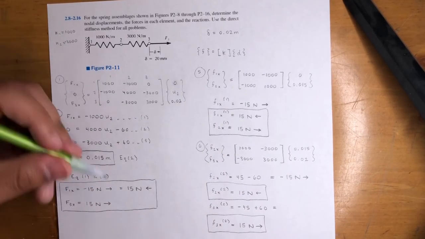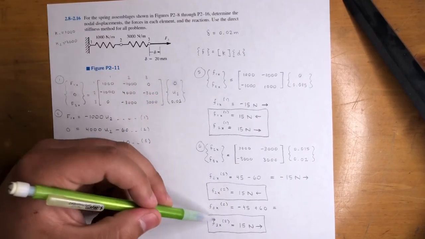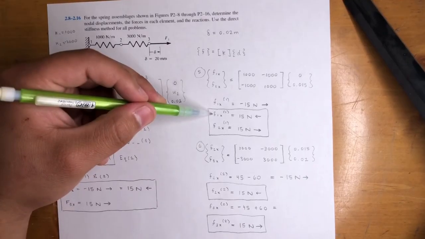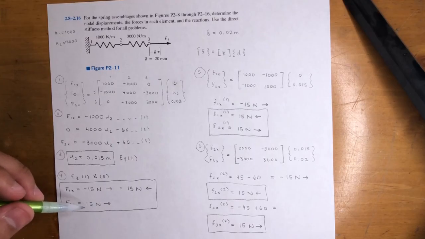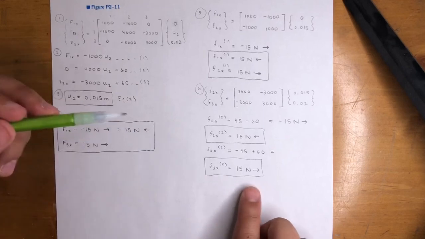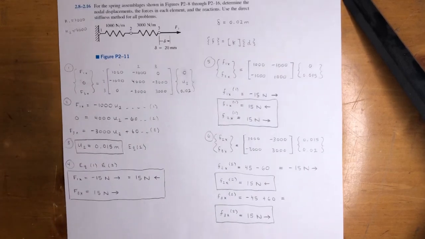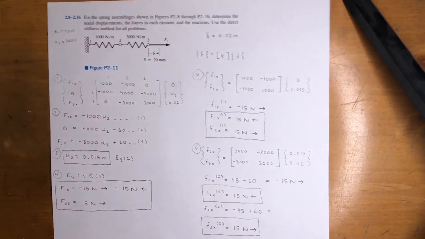We're good. F1x, we determined it's 15 newtons to the left. There's no F1s here, only here, and it's 15 newtons to the left. Boom, matches. F3x, 15 newtons to the right. There's no F3s here, only this one, and that is 15 newtons to the right. So that means we did it right. So this one's pretty easy. I'm considering it was one less spring, but there's your answer.